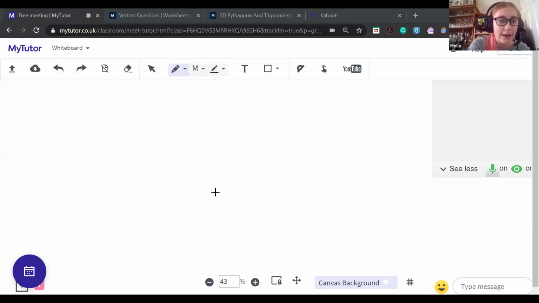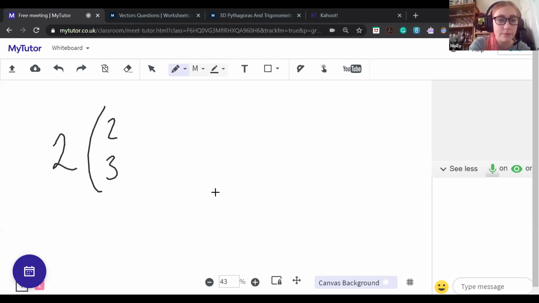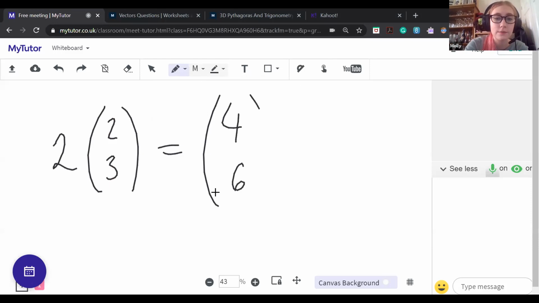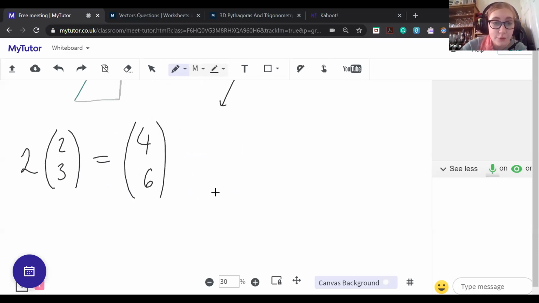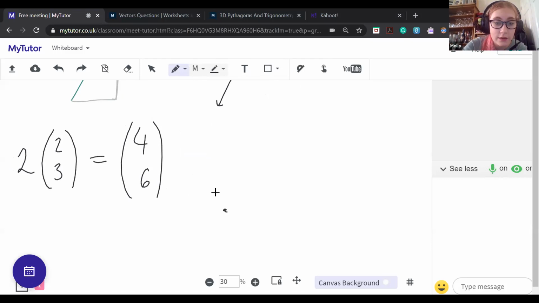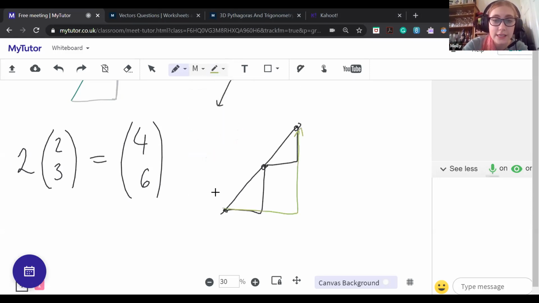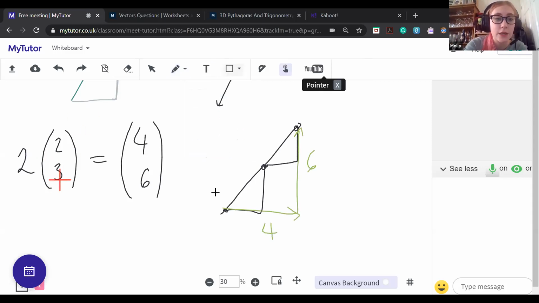So for example, we could have 2 lots of the vector 2, 3. And all that means is that you multiply both bits by 2. Super simple. So this is just 4, 6. And we can see why. Because if we travel from here to here, and then do it again, that's exactly the same as if we'd gone 4 across and 6 up. So that's all it means. It means that we're doing this movement that we've defined by this vector, we're just doing that movement twice.